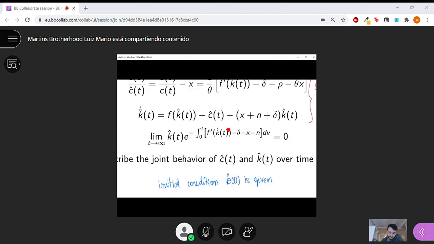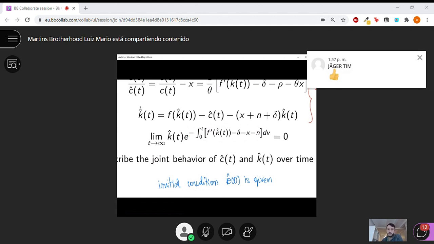Because this is going to 0, this is a negative number. So there will be a time period such that for all later time periods this term is negative. So what's inside the integral is negative. But this is multiplied by a negative number, so it is positive. Okay? This is a hand-waving proof.